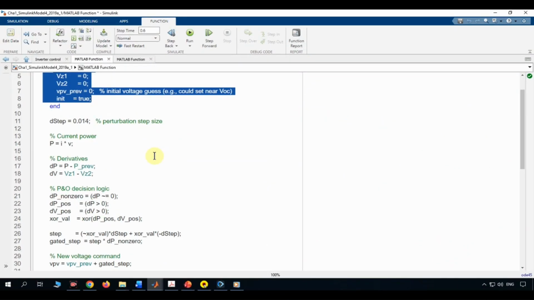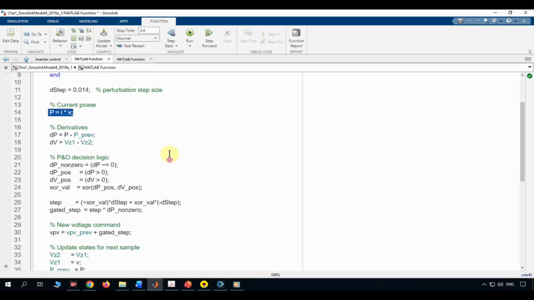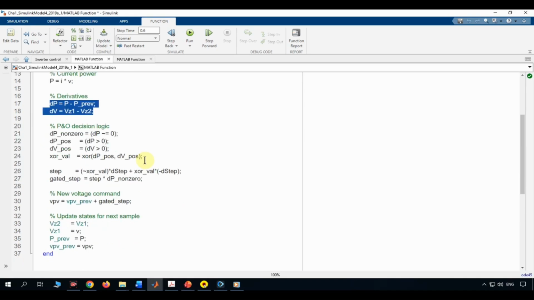The core calculation. P is instantaneous power from the current measured voltage and current. dP is the change in power since the last step. dV is the change in voltage, but computed from the delayed values VZ1, VZ2, not the current one, again to prevent a circular dependency.